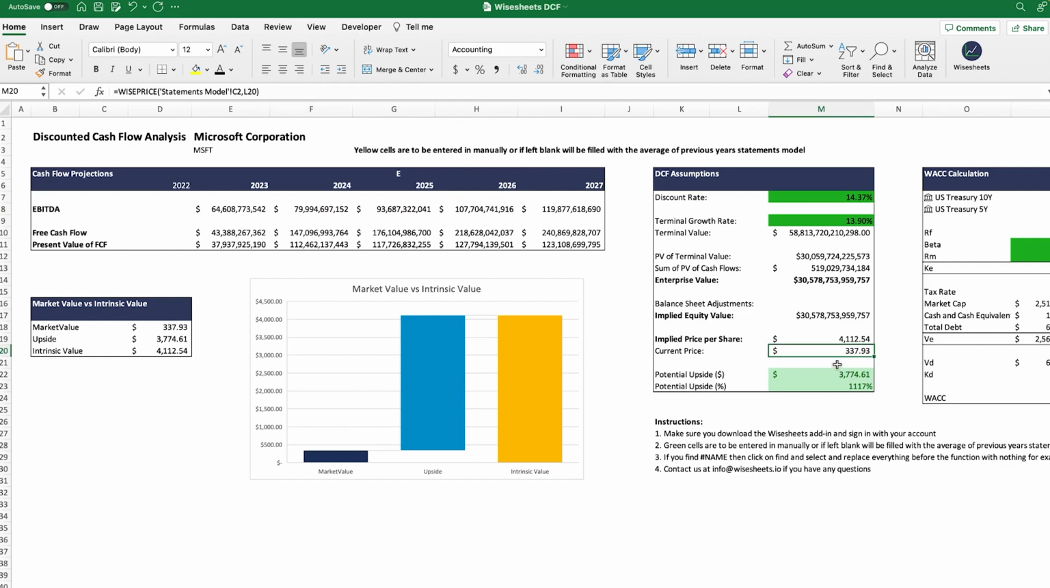So in this case, we can see that according to these assumptions, by the way, these assumptions are wrong. They're not my actual assumptions. They're just an example. We can see that the current actual price that the stock is trading at is $337. And according to our DCF, guess what? The price per share should be $4,112. So obviously the number's wrong. But if this was the case, this would be a heck of a potential investment opportunity, because you would be able to buy something that's worth $4,112 for only $337. So this would be an amazing deal. And based on this, you could have a potential return of 1,117%, which would be absolutely ridiculous. But you get the idea.